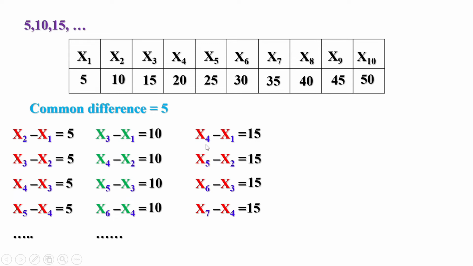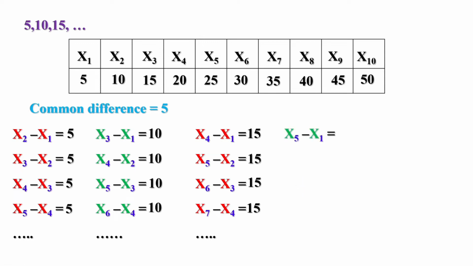Now look at the position difference. 4 minus 1 is 3, 5 minus 2 is 3, 6 minus 3 is 3, 7 minus 4 is again 3. So here also we can see that the term difference is position difference into common difference. Let us take another example.